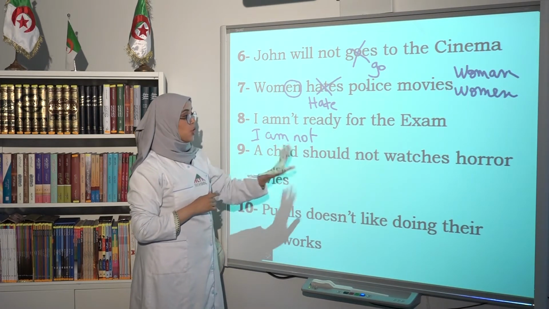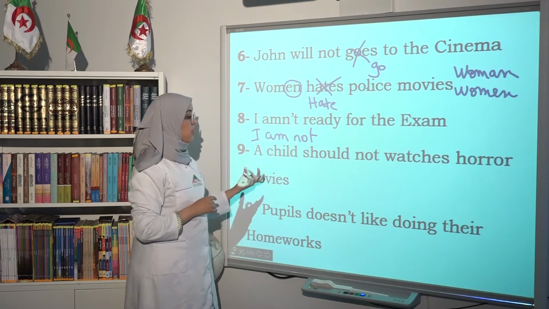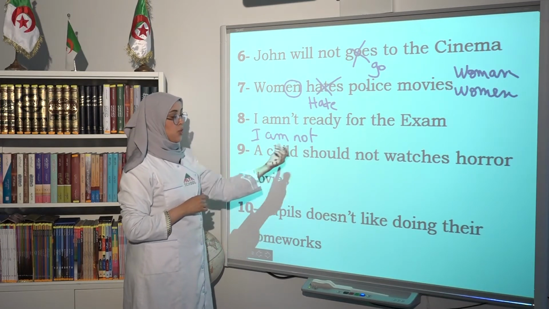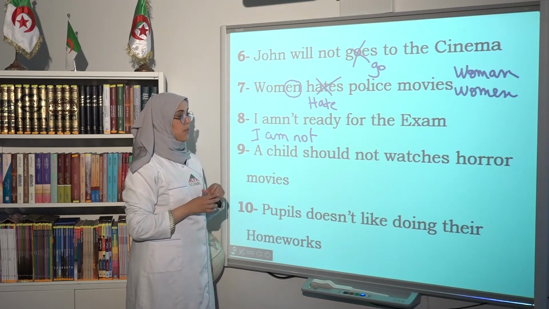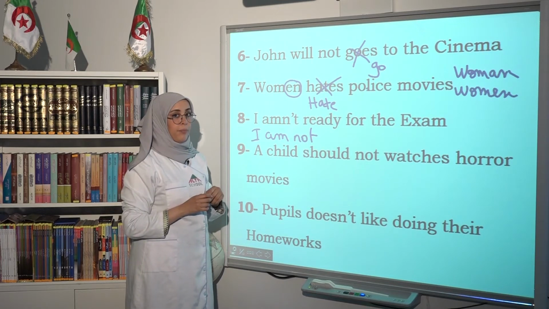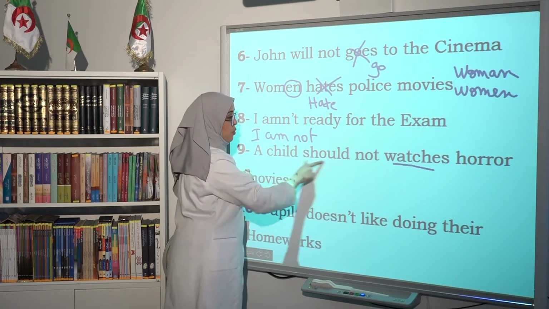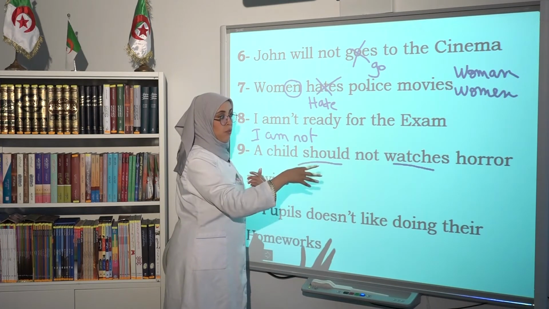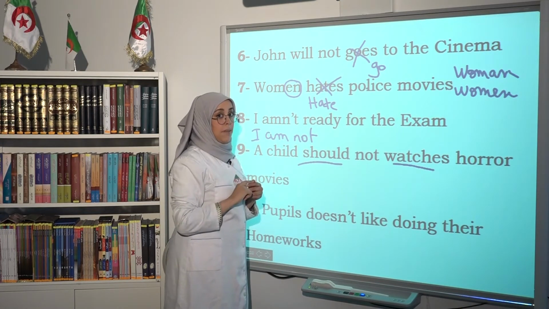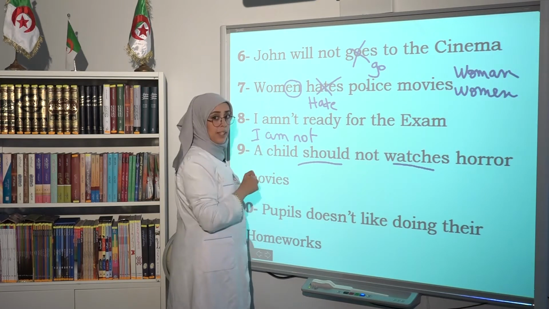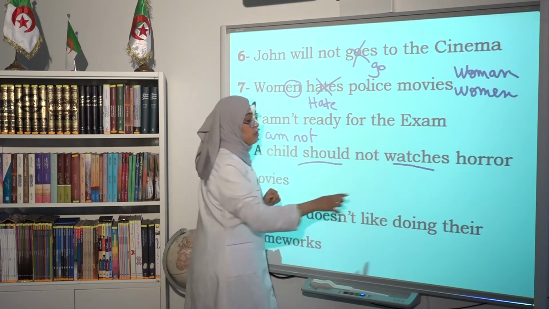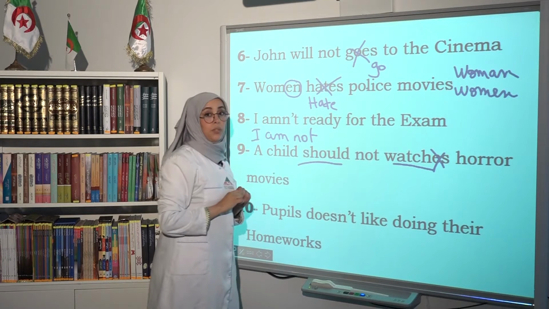A child should not watch horror movies. Where's the mistake here? It's watches. Yes, exactly. So again, we have a modal. And we said after the modal, the verb should be in the stem form. Again, a child should not watch horror movies.